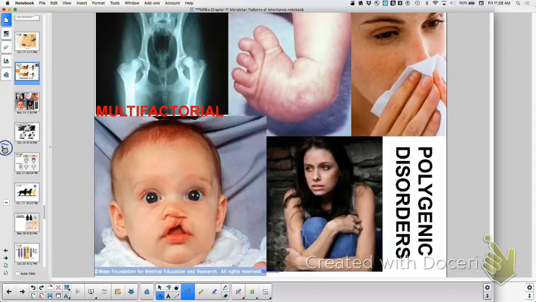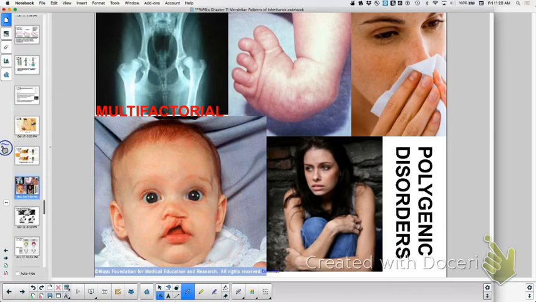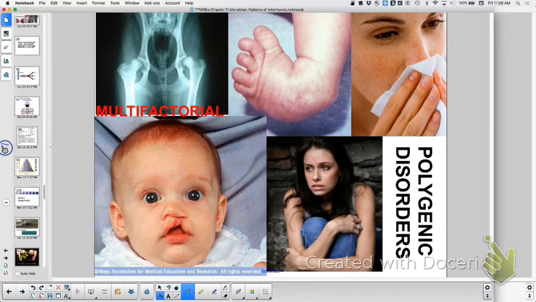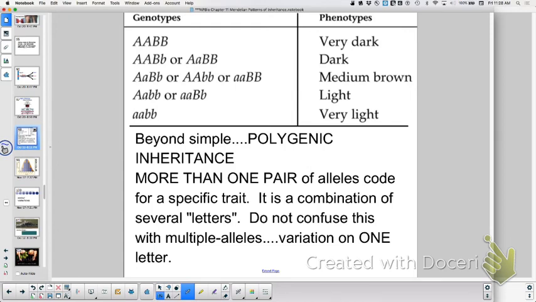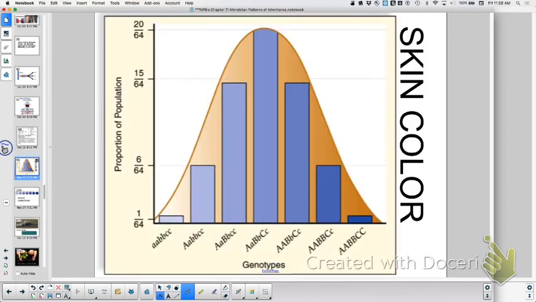Polygenic inheritance: when one trait is governed by 2 or more sets of alleles. Dominant alleles have a quantitative effect on the phenotype. It adds to it. The more genes involved, the more bell-shaped the curve. Example, skin color, but this trait is also influenced by the environment. How do we know it's influenced by the environment? You can what? Tan, yeah.